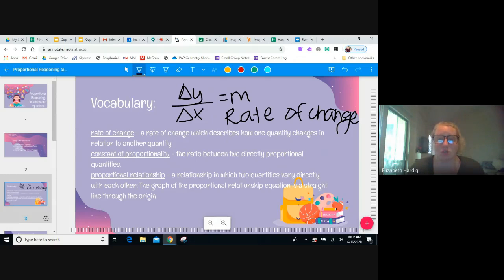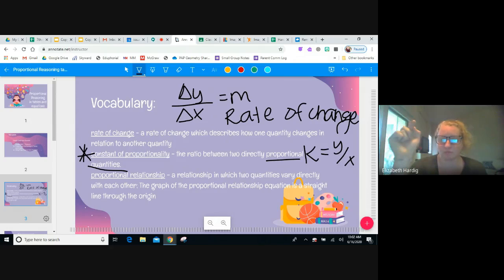We have our constant of proportionality, which is the ratio between 2 directly proportional quantities. So we only have a constant of proportionality when it's a proportional relationship. We use the letter K, and we can always put the values of y over x. And then lastly, a proportional relationship is a relationship in which 2 quantities are equivalent ratios, and their graph is always a straight line that has to go through the origin. Are there any questions about some of the vocabulary that we just went over?